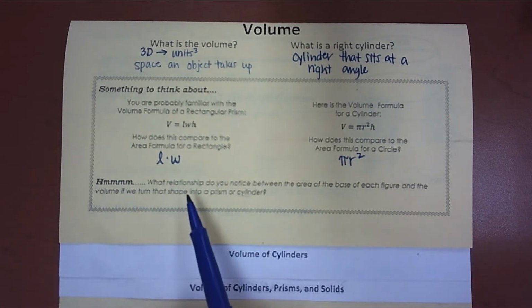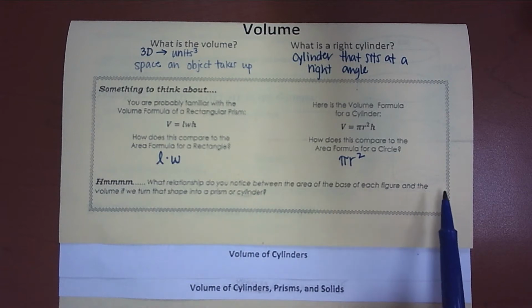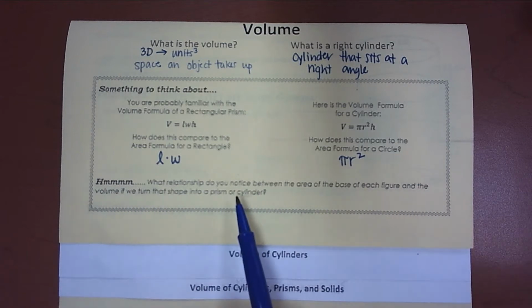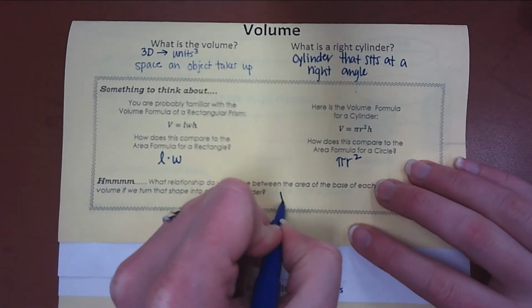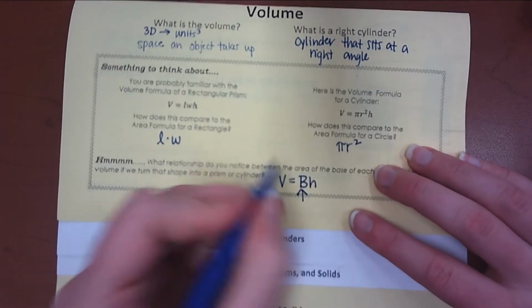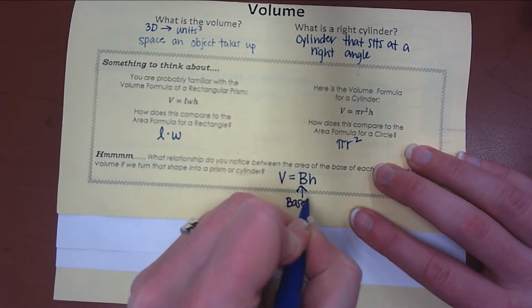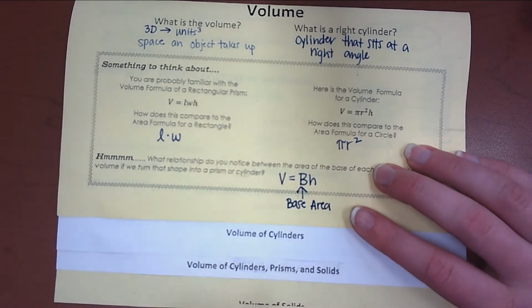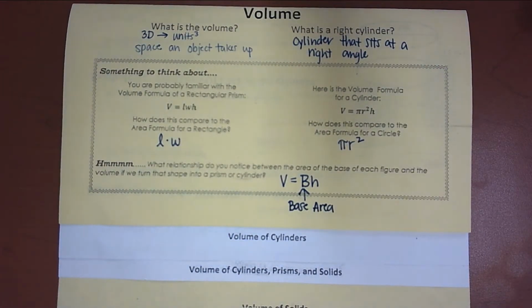So what relationship do you notice between the area of the base in each figure and the volume if we turn that shape into a prism or cylinder? That the volume is always equal to capital B times H, where capital B represents the base area. So anytime we have a right cylinder or a rectangular prism, things that sit at a right angle in 3D, we can find the area of the base and multiply that by the height to get the total volume of that shape.